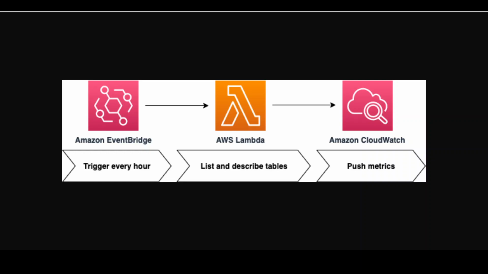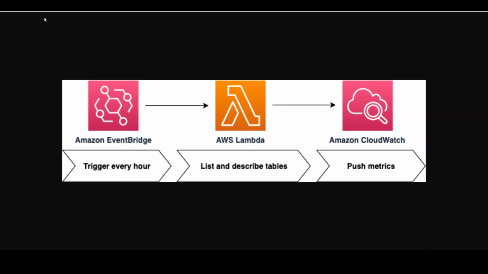And this video tells you how you can send those two metrics to CloudWatch. In order to do that, all we need is three things. One is an EventBridge rule, which will trigger every hour. That trigger or rule will invoke a Lambda function, and this Lambda function will do a list and describe on the tables of DynamoDB and then create a custom DynamoDB metric in CloudWatch. That's all it is doing. So let's have a quick look at these three components.